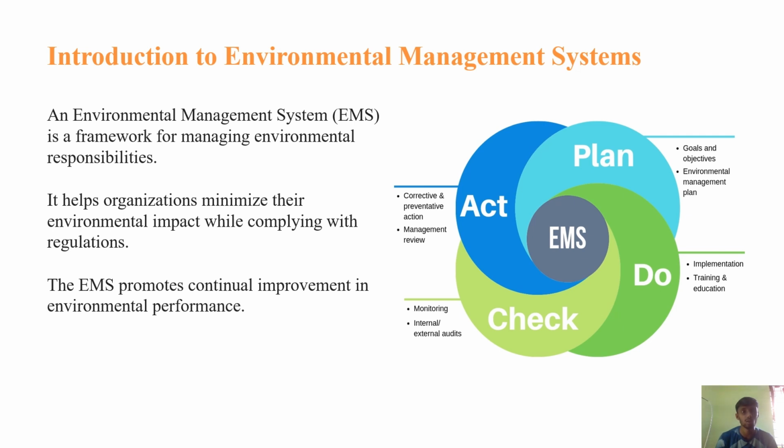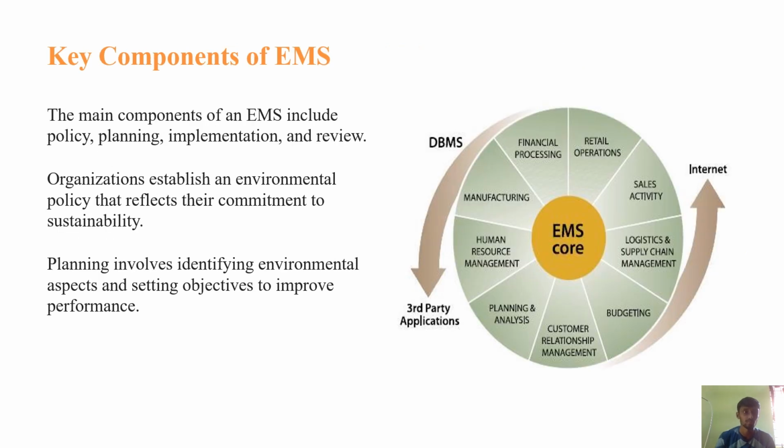The EMS, environmental management system, promotes continual improvement in environmental performance through plan, do, check and act. Plan covers goals and objectives and the environmental management plans. Do is implementation, training and education. Check is monitoring and internal or external audits. Act is corrective and preventive actions and the management reviews.